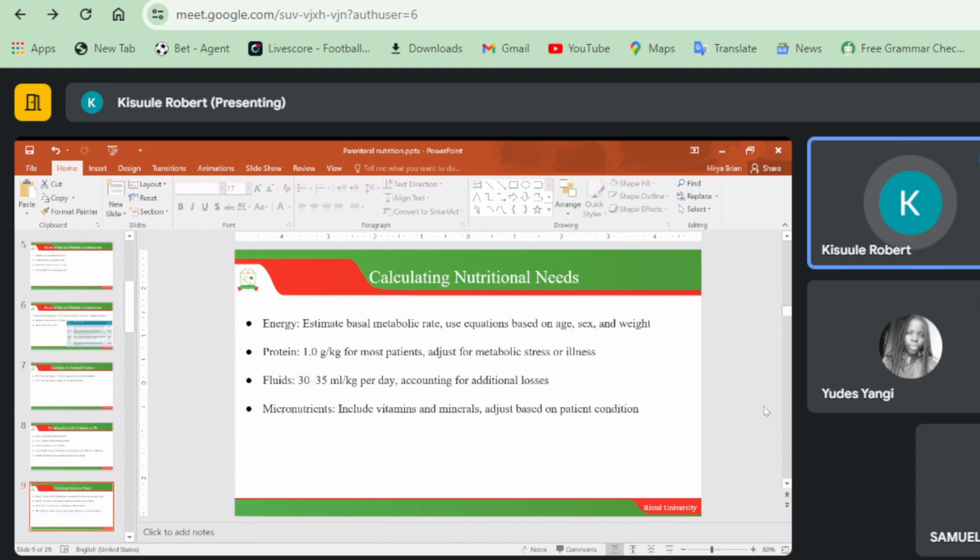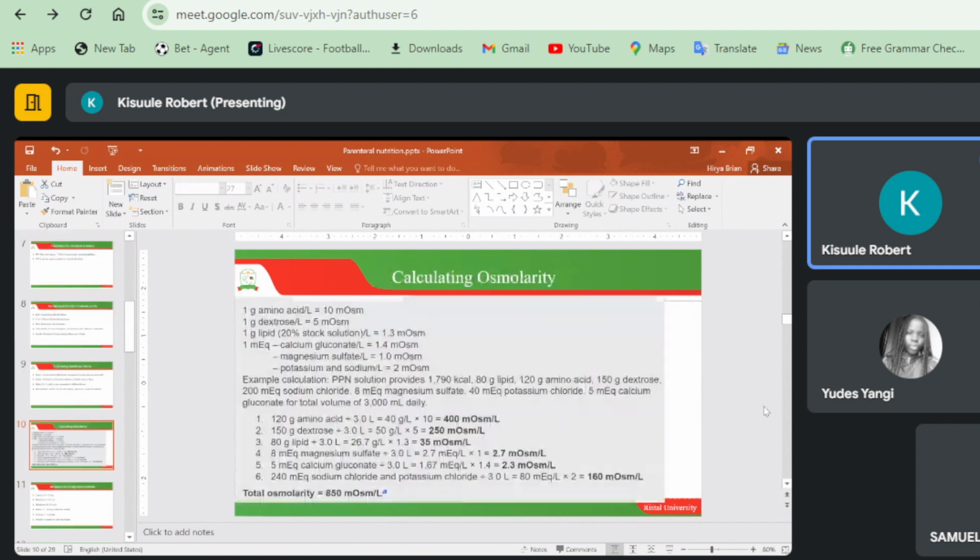For the fluids, we are looking at 30 to 35 mils per kilogram body weight, and also we account for those additional losses. Okay, additional losses. Where would the losses come from? Through vomiting, through urine, etc. Then for micronutrients, we will include the vitamins, the minerals, and also with these we adjust basing on the patient's condition. All right.